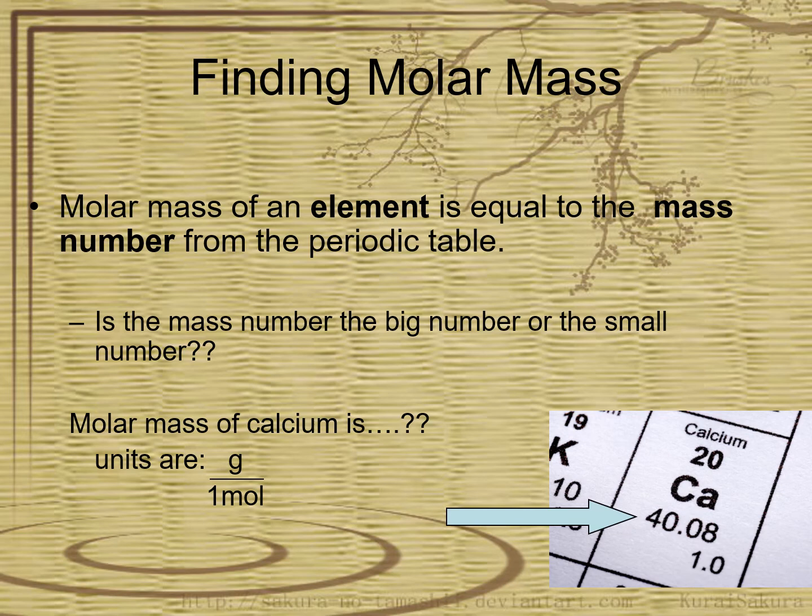All right, so how do we find the molar mass? Molar mass of an element is equal to the mass number on the periodic table. So if we're just talking about calcium, we use the periodic table, and that number underneath there, 40.08, that's what it is. And the units are grams per mole. So when I say grams per mole, that's what this little divided line is, grams per mole. So the molar mass of calcium is 40.08 grams per mole.